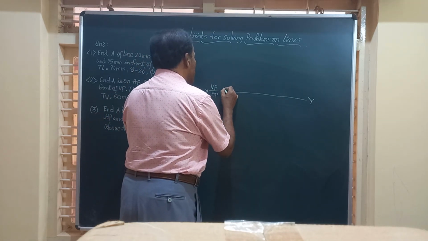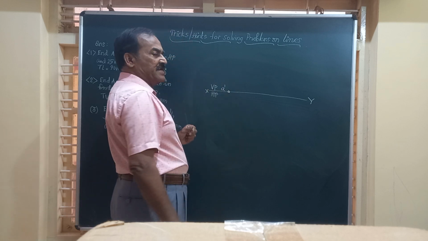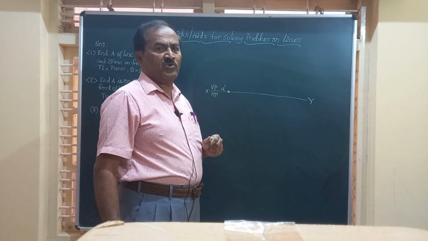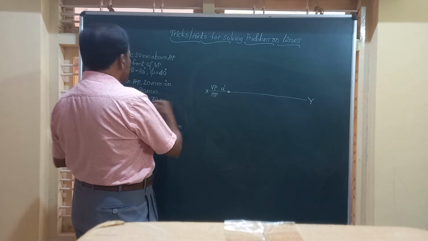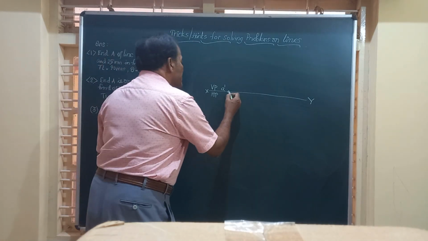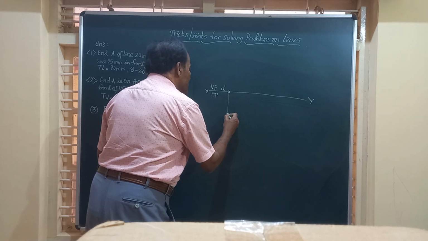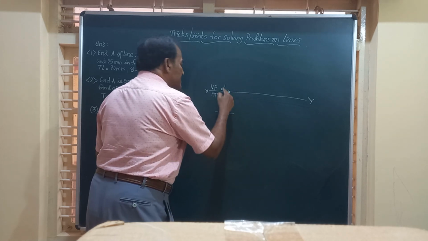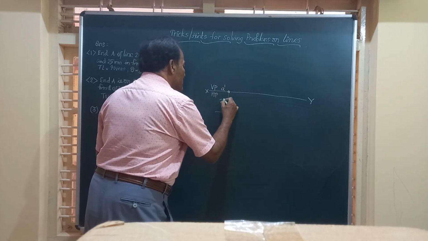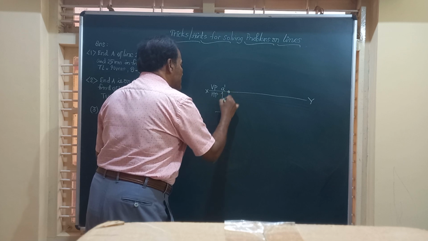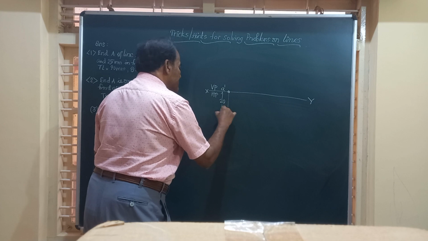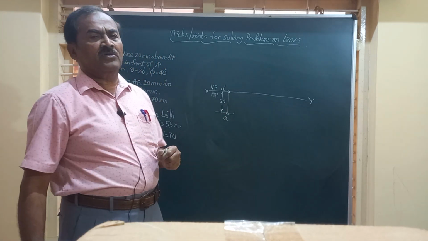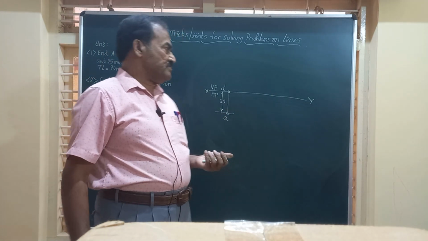So friends, I will mark a point here and say it is A dash, the front view of the end A of the line AB. And it is at a distance of 20 in front of VP. So I will just mark a distance of 20 from this point and mark this as A. A represents the top view of the end A.